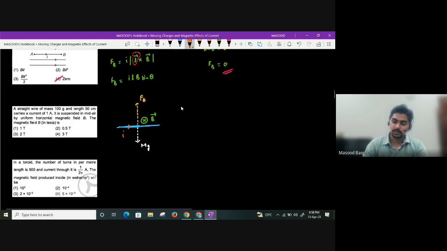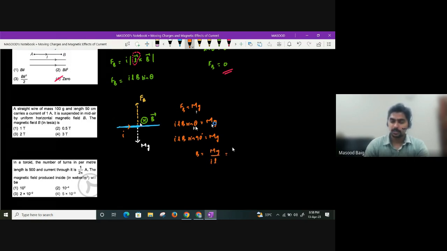Okay. So what we can write here, the magnetic force will counter the weight. What is the magnetic force? I into L into B into sine theta should be equal to mg, beta. Here the length vector is along the x-axis, the magnetic field is along the z-axis, so theta value will be 90 degrees. So we can write I into L into B into sine 90 equal to mg. They are asking us to calculate the magnitude B. I can write it as mg divided by IL.